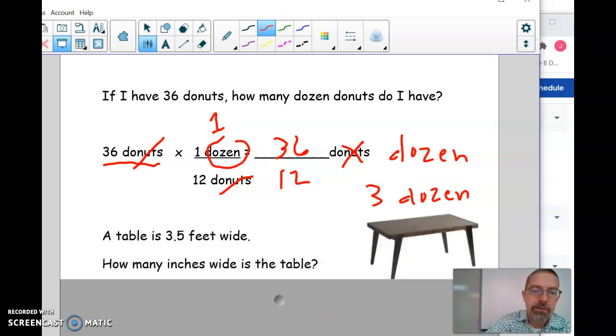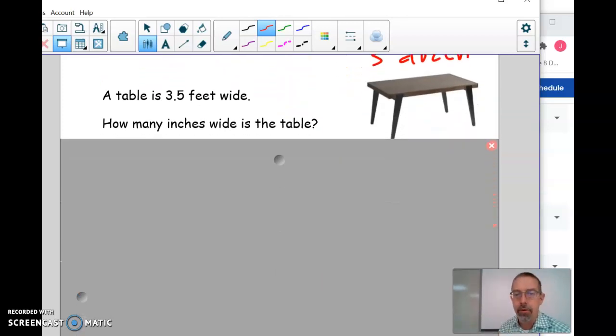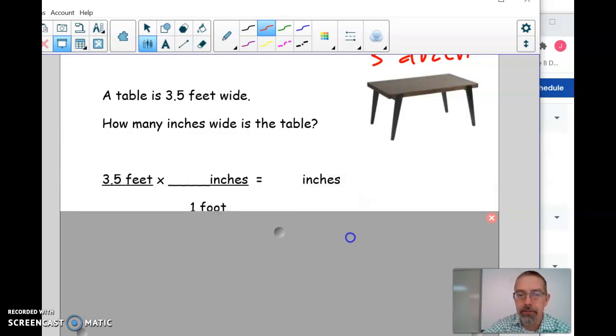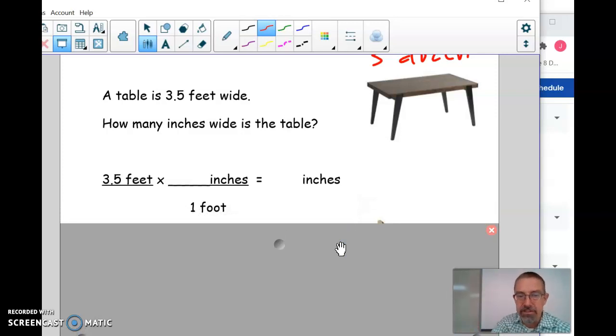Now I've got a table that's 3.5 feet wide. How many inches wide is the table? I'm going to do the same thing. 3.5 feet is my starting point, and now I need some type of number that is the equivalent of 1. Well, I know that there are 12 inches in every single foot. Notice I'm trying to get rid of feet, so I put feet in the numerator here and feet in the denominator there. That will cancel each other out. So I end up with 3.5 times 12, and 3.5 times 12 is going to equal 42.